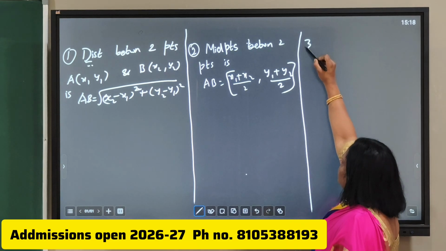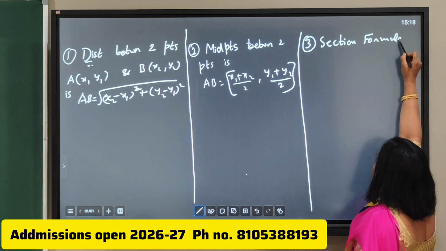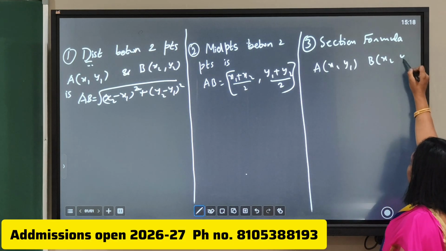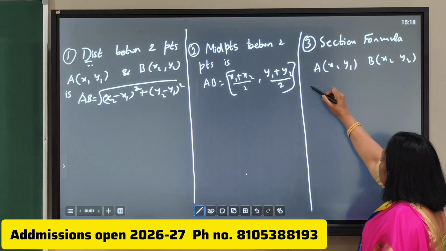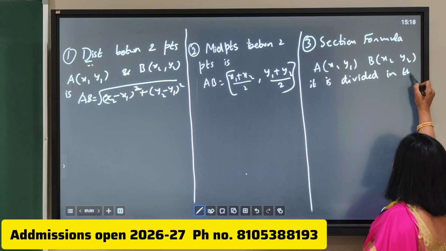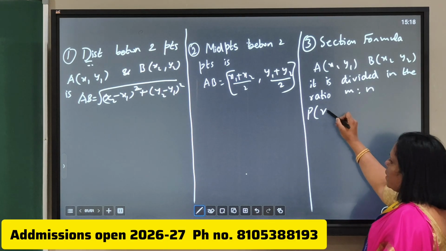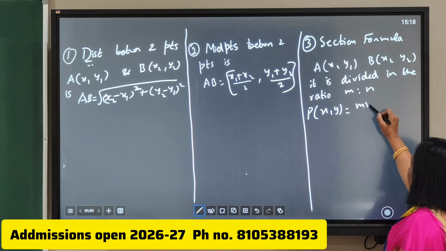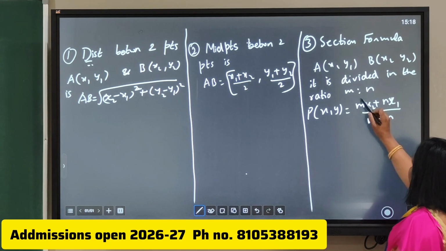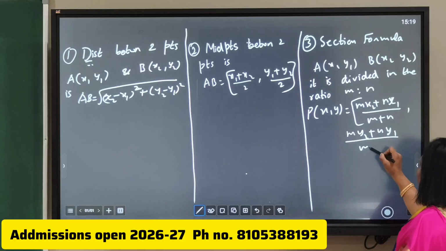The third formula is section formula. You will have points A as x1, y1, B as x2, y2. It is divided in the ratio m is to n. Point P of x comma y is equal to m x2 plus n x1 by m plus n, m of y2 plus n of y1 by m plus n.